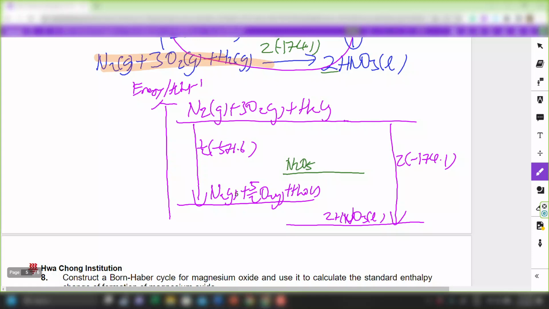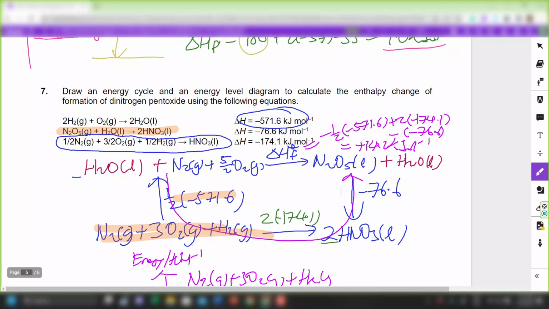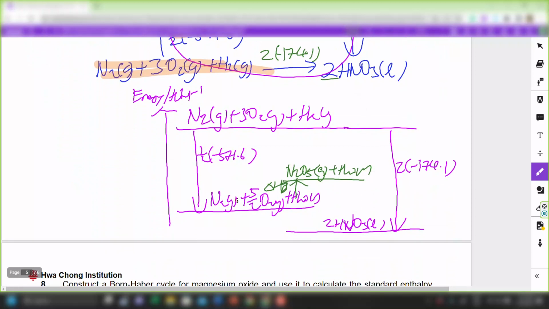Of course, for assessment purposes, let's say you really don't know, then really don't bother yourself by trying to decide whether it is up or down. Just draw in something. So this gas plus H2O liquid. So I'm going to go up. This is the enthalpy change of formation. And then of course over here we have the hydrolysis of N2O5 to give us nitric acid, so that's minus 76.6.